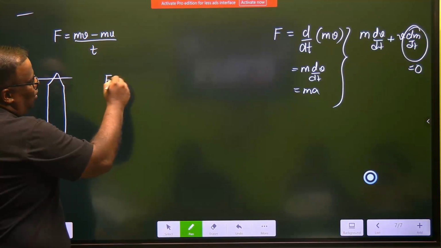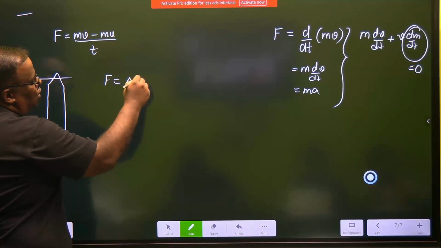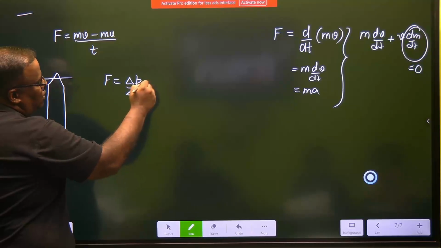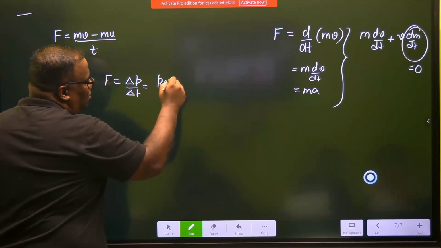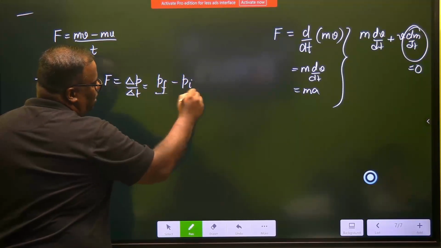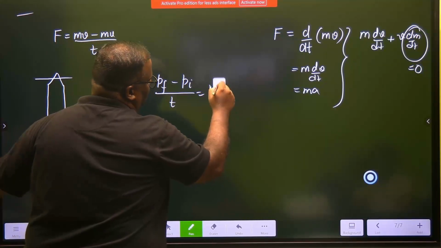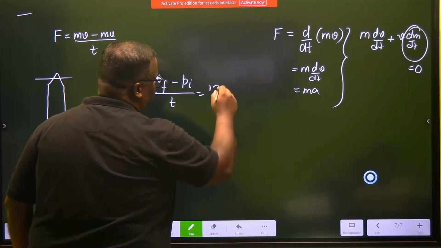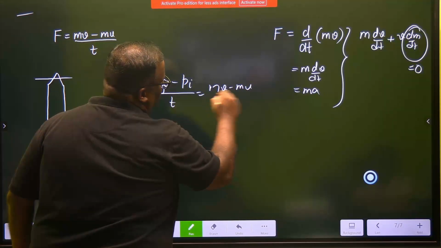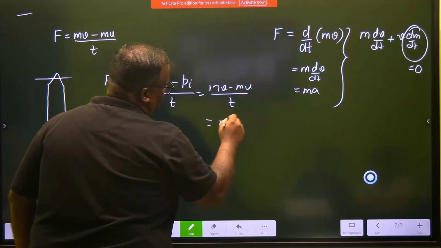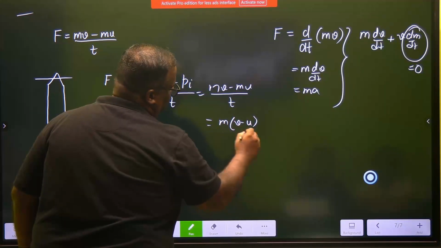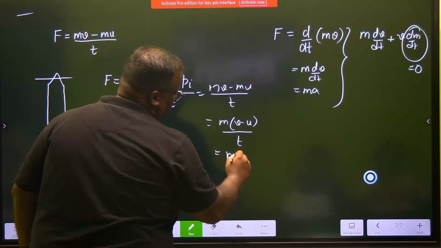Force is always the rate of change of momentum. What is rate of change of momentum? Final momentum minus initial momentum over the change in time. This is nothing but (mv minus mu) divided by t. This is nothing but m into (v minus u) divided by t, which is ma.